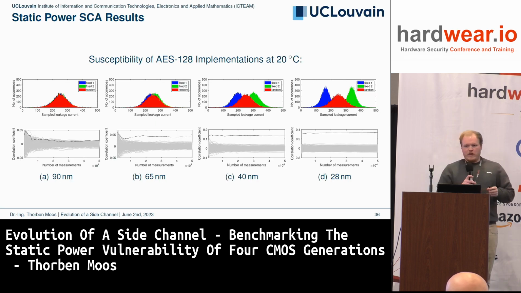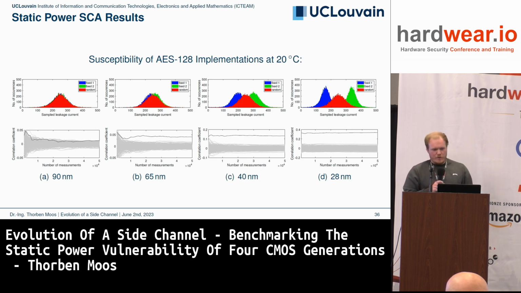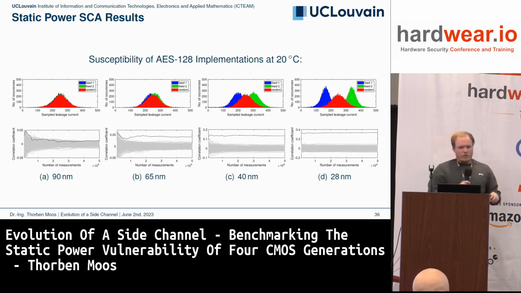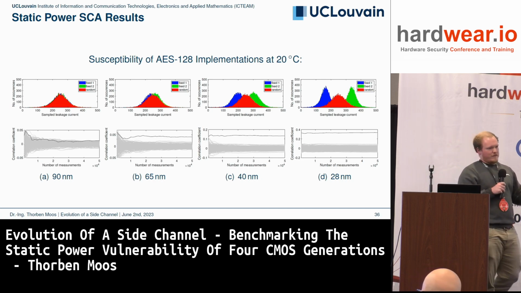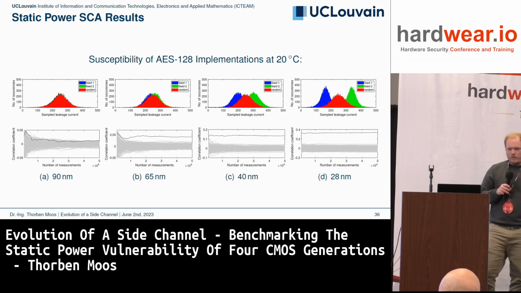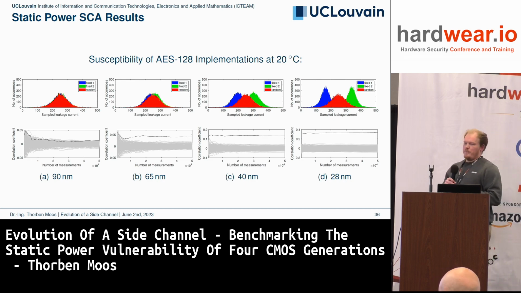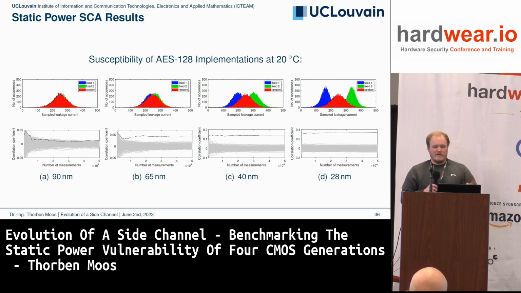So yeah, if you have been falling asleep already, this is the part to wake up. This is like the new results and the important part. So we have on all 4 chips like the same AES coprocessor, AES 128. It's synthesized from the completely identical RTL code, and then we have analyzed it on all 4 devices.